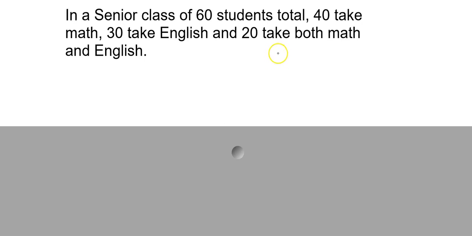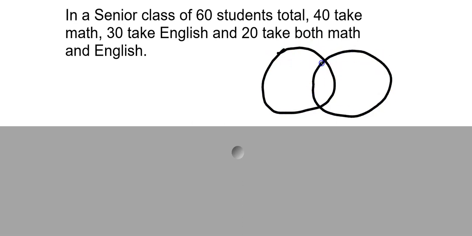Okay, so this looks like a situation where there's some overlap between two groups. So I'm going to draw, if you've ever seen a Venn diagram, one of these might be math, and one of these might be English. And if I do a Venn diagram, I always start in the overlap. So I know it gives me 40 is math and 30 is English, but I really want to start with this overlap group. So there are 20 students that are both English and math.